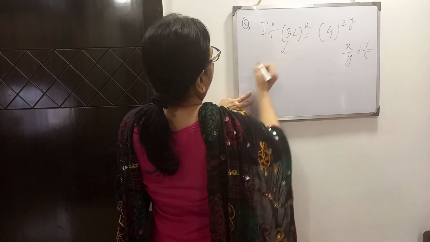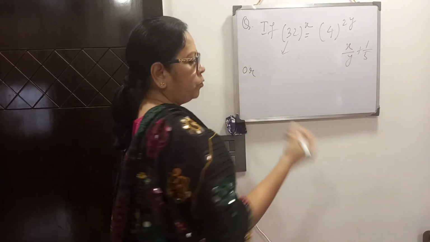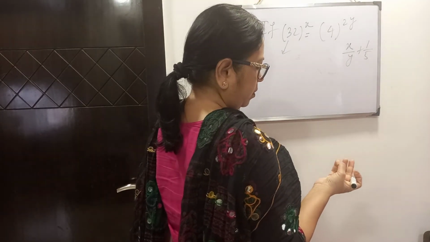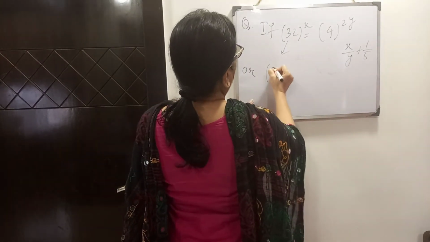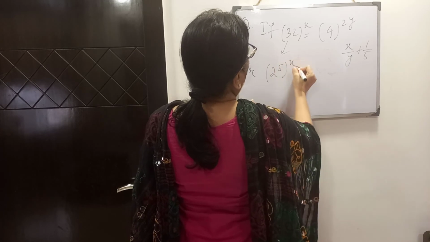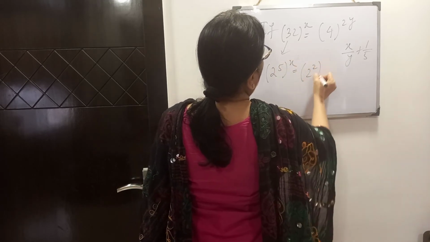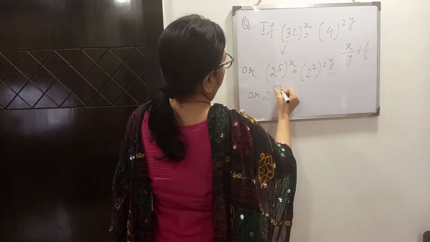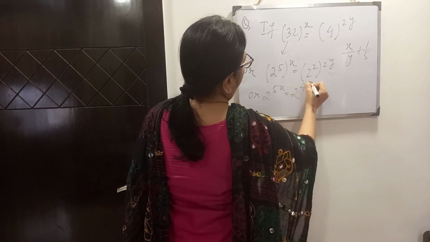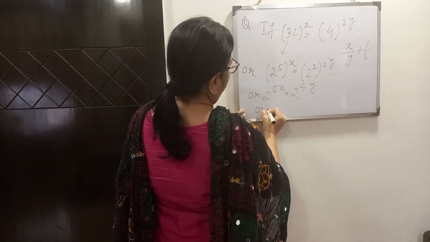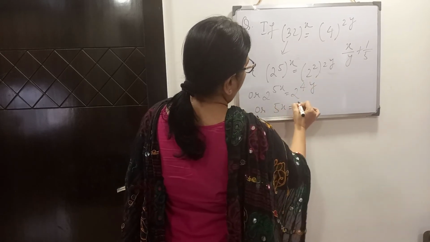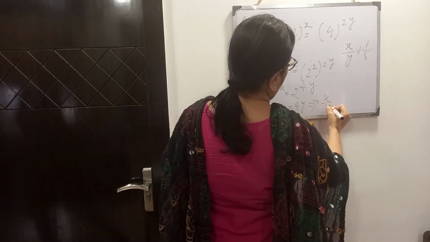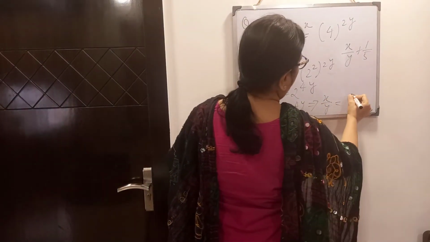Okay, what is given? 32. 32 means in terms of 2, we can write 2 to the 4, 4 to the 8, 2 to the power 5. We can write 2 to the power 5 and that side 2 square, or 2 to the power 5x equals 2 to the power 4y. Clear? Now base same, so 5x equals 4y. Now from here x by y will write down. X by y is coming 4 by 5.